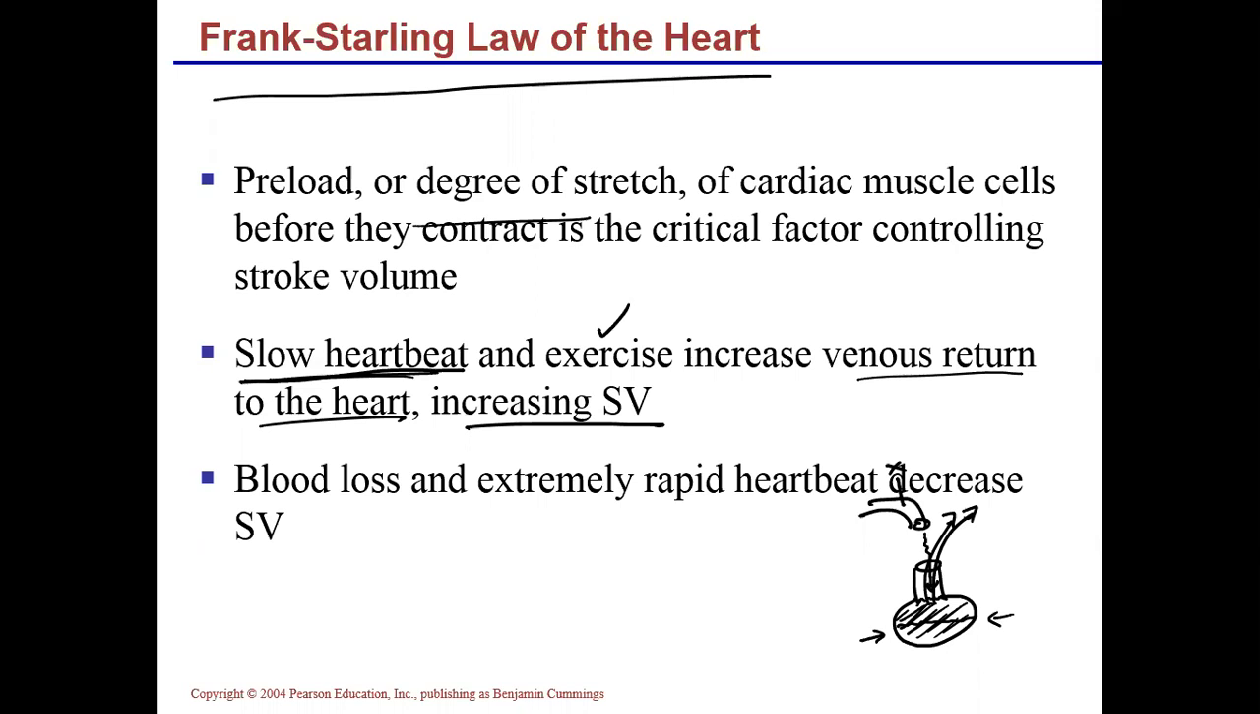So when the heart normally contracts, we're not saying the heart contracts more or less or at a higher rate or not. We're just saying normal heart contraction. Right?